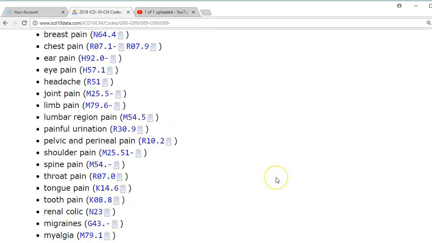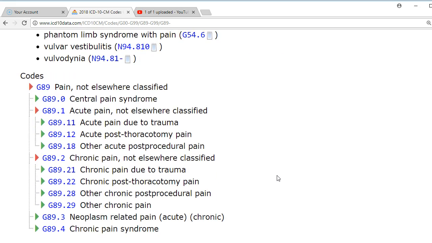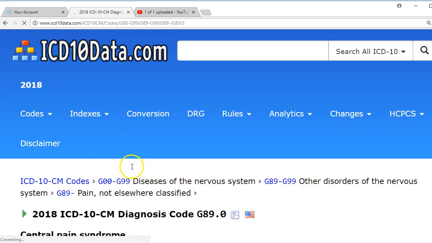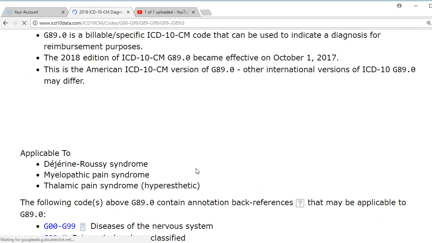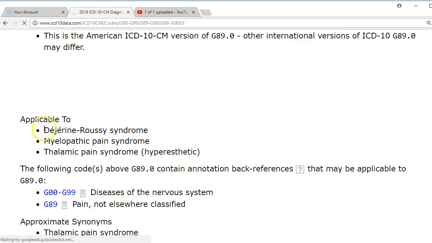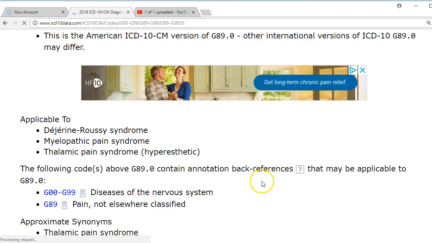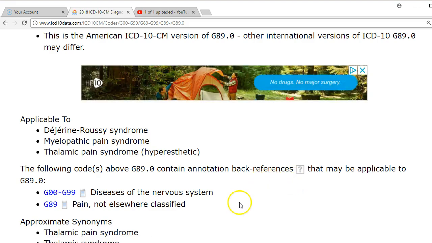Okay, so as we go down here, let's look at central pain syndrome. So central pain syndrome is its own code. It's different from acute or chronic. Sometimes this is also known as Dejerine-Roussy syndrome, myelopathic pain syndrome, or thalamic pain syndrome.